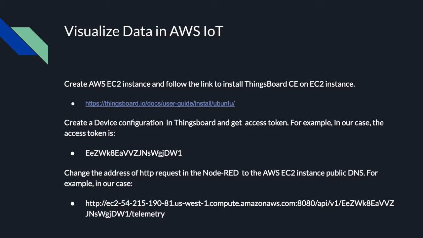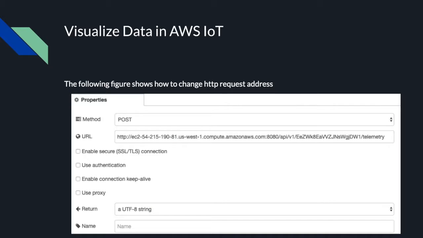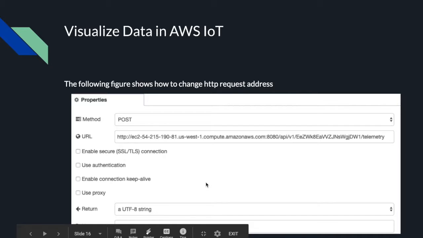And the final step, visualize data in AWS. Create an AWS EC2 instance and follow the link to install ThingsBoard. And then create a device configuration in ThingsBoard and get the access token. Next step is to change the address of the HTTP request in Node-RED to the AWS EC2 instance public DNS. Here's what we did, and you can see that in the demo.